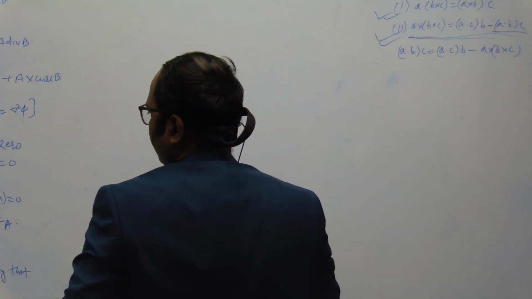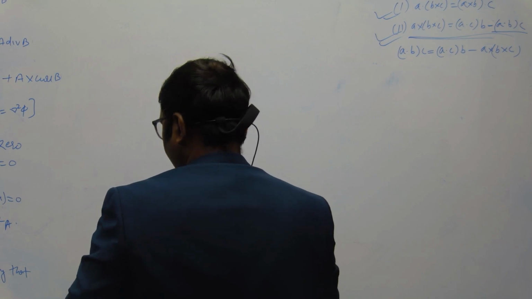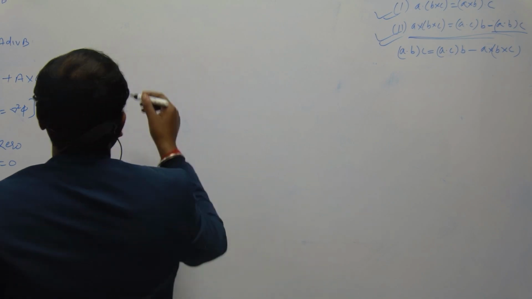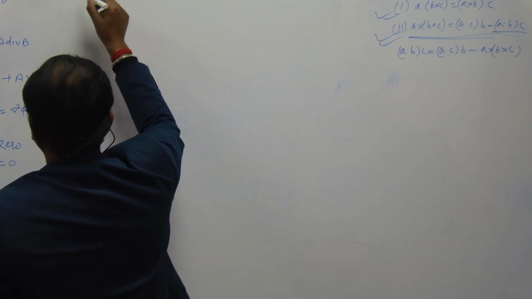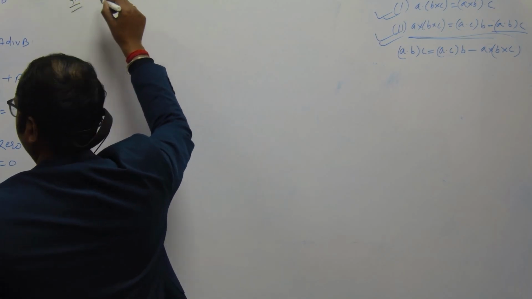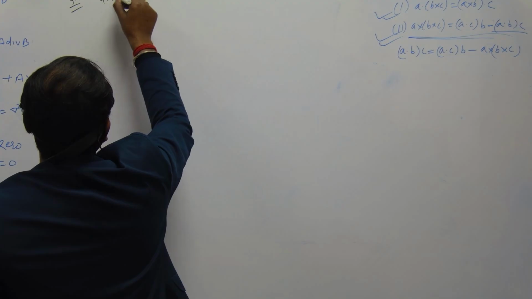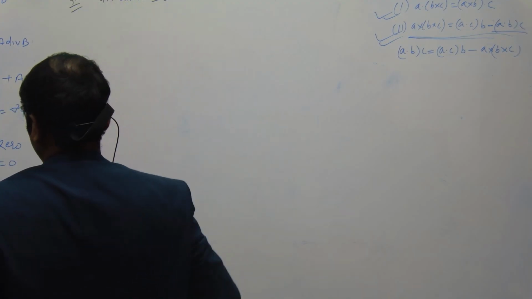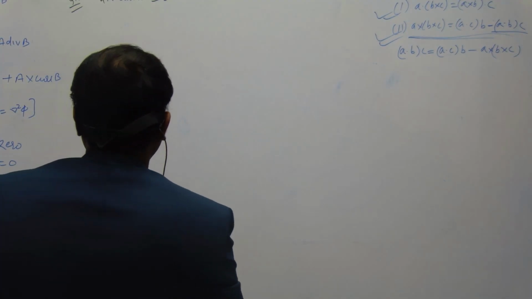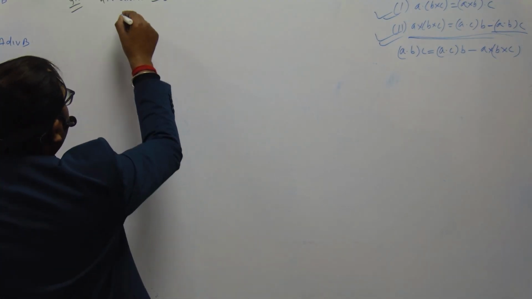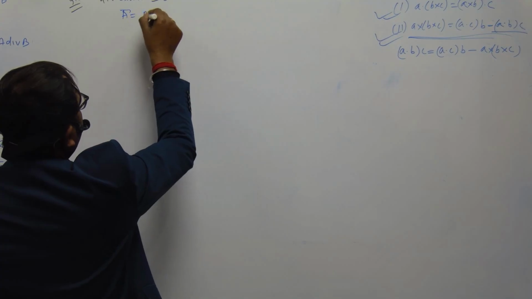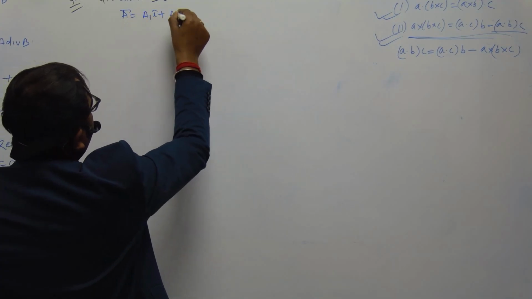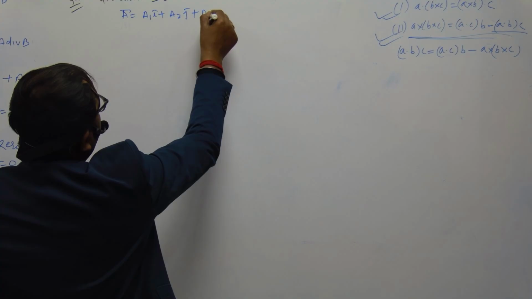Question number 10: divergence of curl of A is 0. We have to prove that the divergence of curl of A is equal to 0. Let us take the A vector as A1 i cap plus A2 j cap plus A3 k cap.